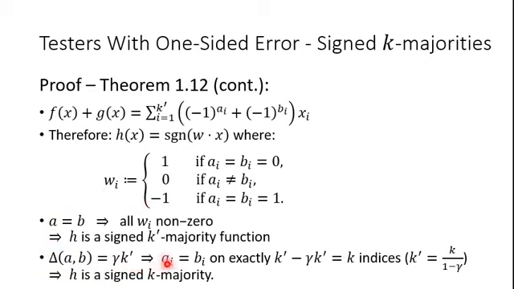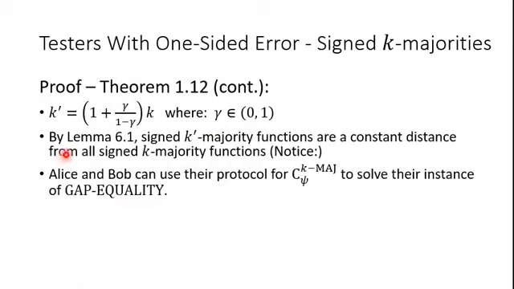In this case, we know that a_i equals b_i on exactly k' minus gamma k', which equals k, indices. Now, why does this equal k? I'm reminding you k' equals k divided by 1 minus gamma. So in this case, we can see that h is a signed k majority. So now we will want to use Lemma 6.1. Before that, we will just show that k' is indeed equal to 1 plus some positive alpha times k. Indeed k' is defined from the definition, and we can get this with some minor algebra.